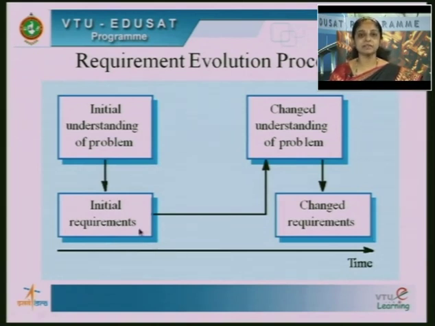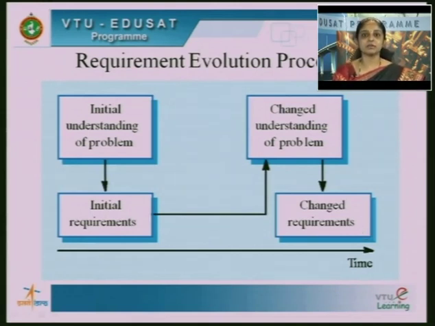And while jotting down this initial requirement, while doing the requirements engineering, in one of the activities we could realize that there is a changed understanding of the problem. The requirements itself would change the understanding of a problem, or the discussions and meetings that we have could change it. Talking to the customer or the end user could change the understanding of the problem, which will give rise to changed requirements. Over a period of time, the requirements are going to evolve. From the initial understanding of the problem to the changed understanding of the problem, we get the initial requirements, which finally give us the changed requirements. This is the requirements evolution process.